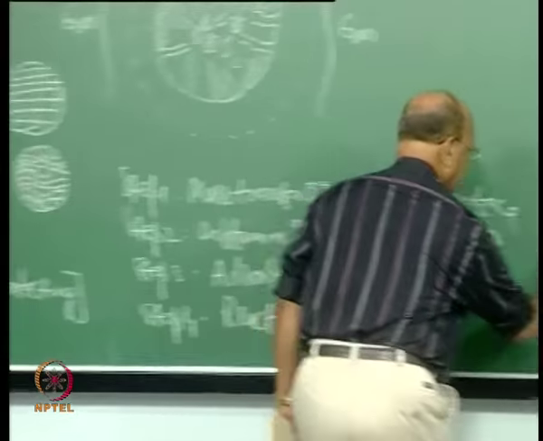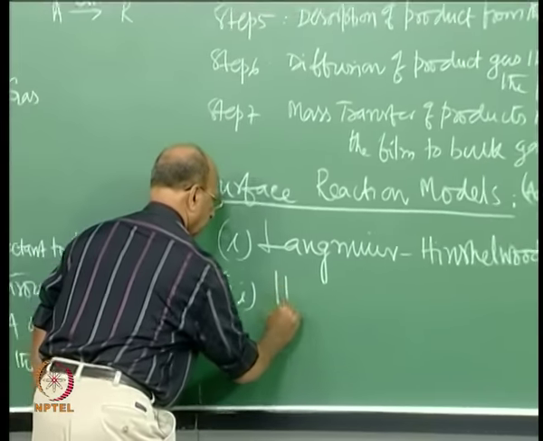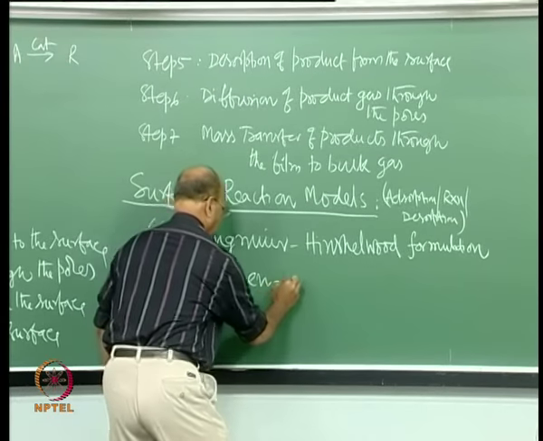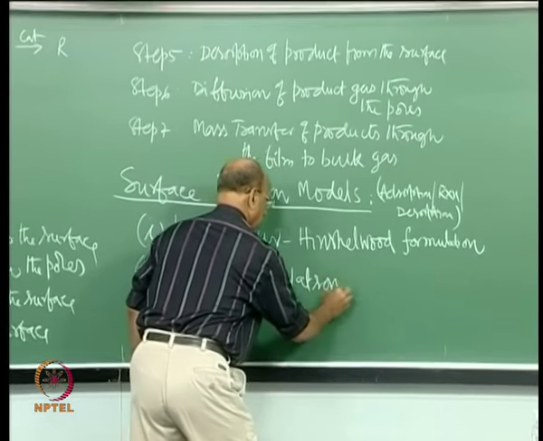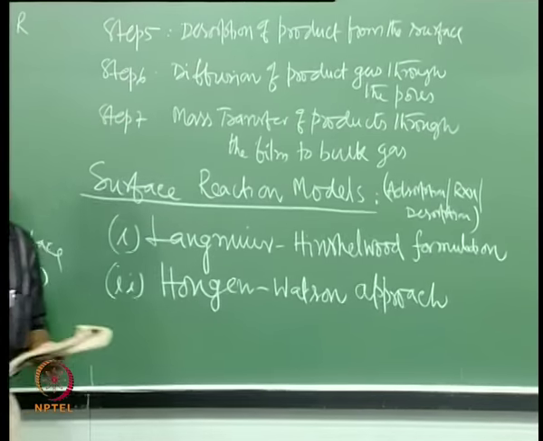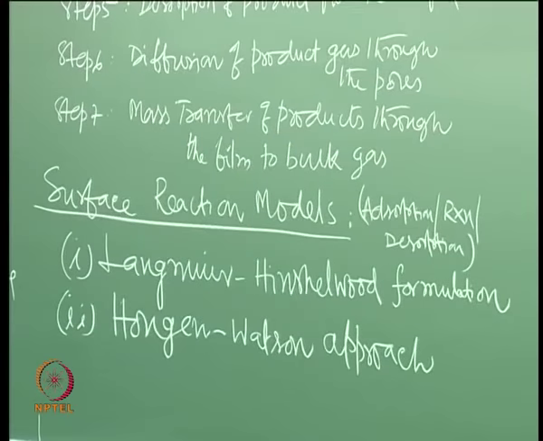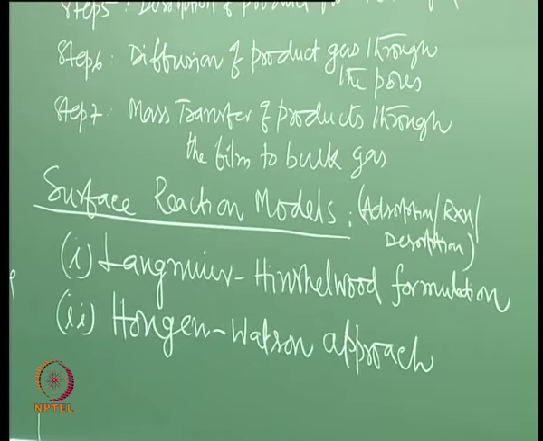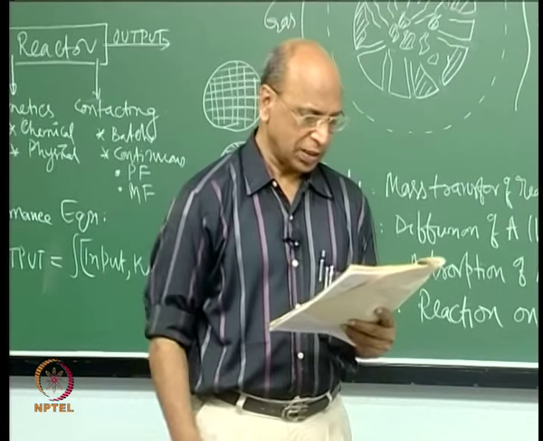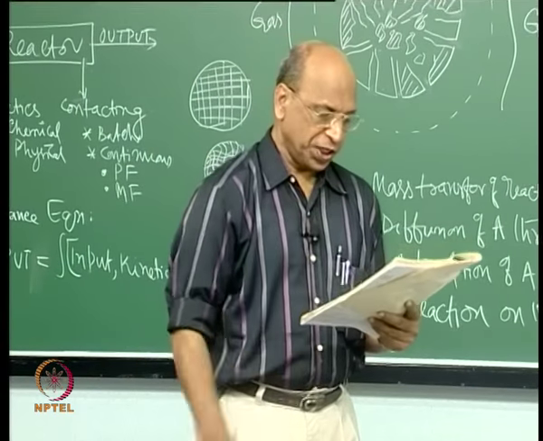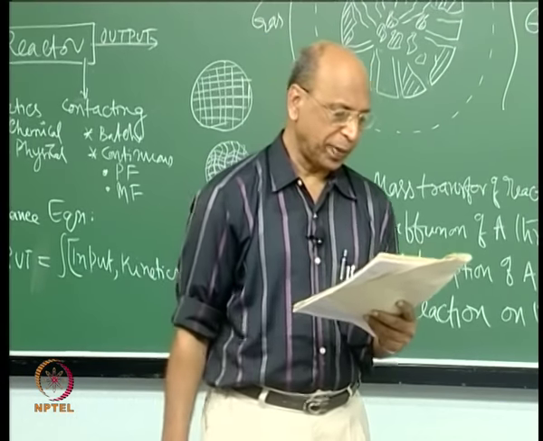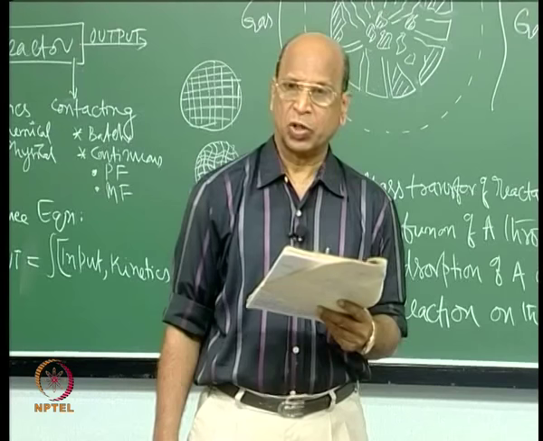Second one is the Hougen Watson approach. Hougen Watson approach, that is the second one, just right below that. Hougen and Watson derived rate equations in terms of surface concentrations of adsorbed species and free sites, and then expressed these concentrations in terms of the Langmuir isotherm.